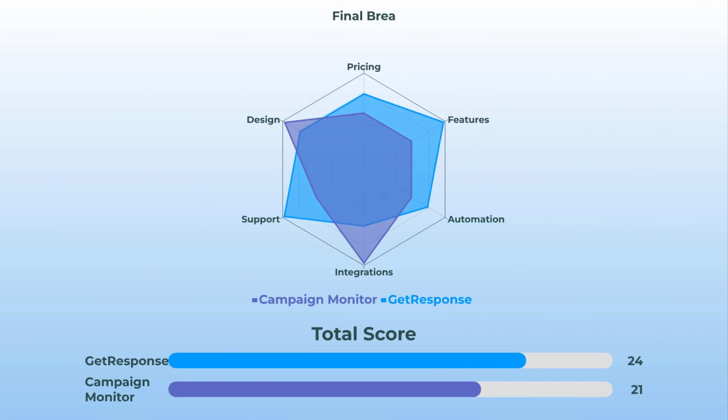Let's take a quick look at the radar chart. It shows how each platform stacks up across all our categories. You can literally see the strengths and weak spots at a glance.